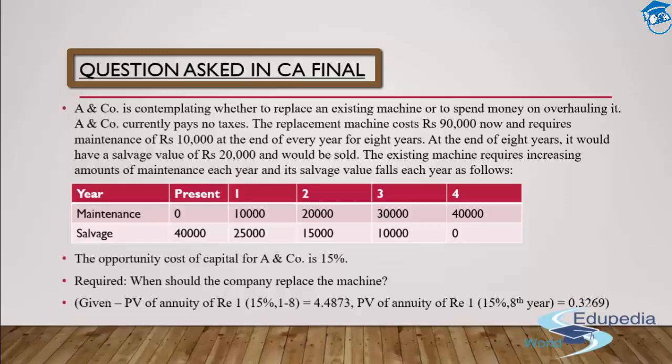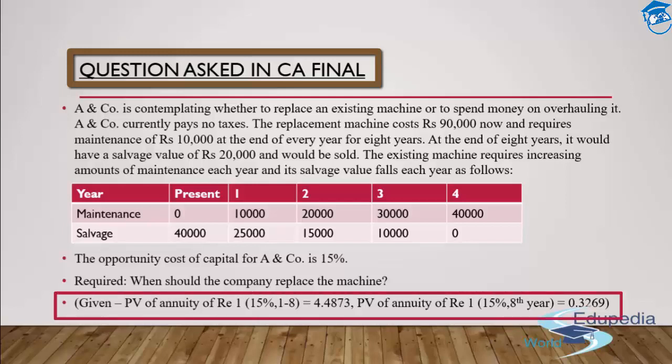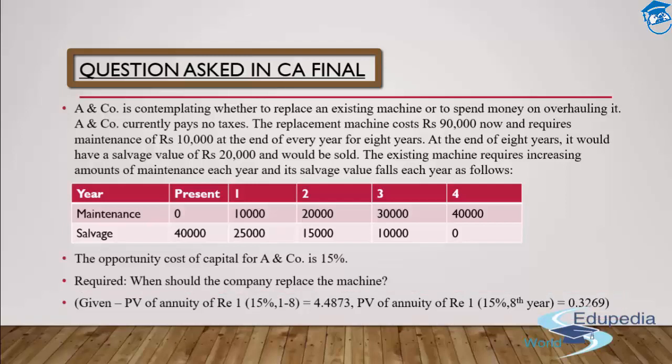The annuity factors have already been provided in the question itself. So for the next 8 years, the present value annuity factor at 15 percent will be 4.4873, and for the last year, that is the 8th year, it's going to be 0.3269. Now this particular question is 80%, or I'd say 70%, on the same lines as the previous question itself. However, this question has been asked twice in two different alternative methods, so I wanted to incorporate this question as well, because there is a chance that you will get the same kind of question in your examination as well.